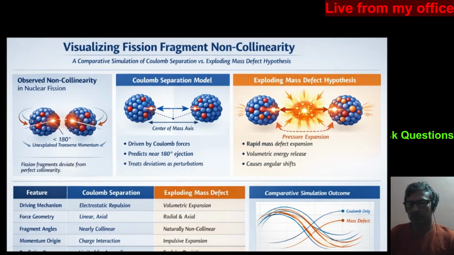Mass defect dynamics in nuclear fission. New physics project researcher Joseph George.